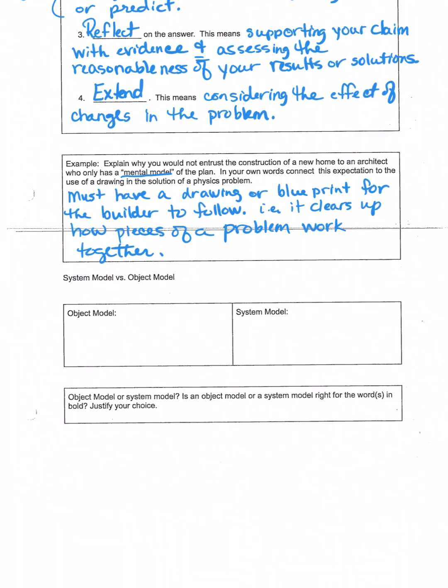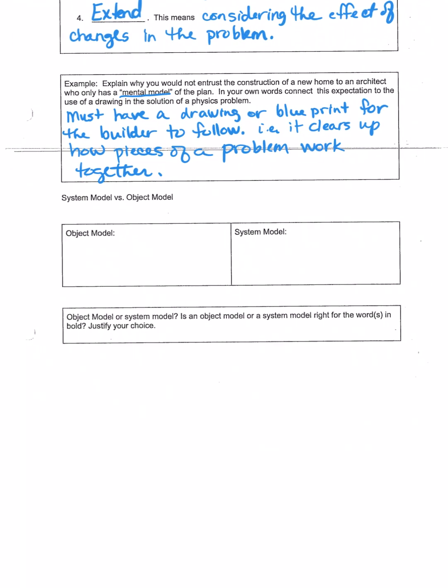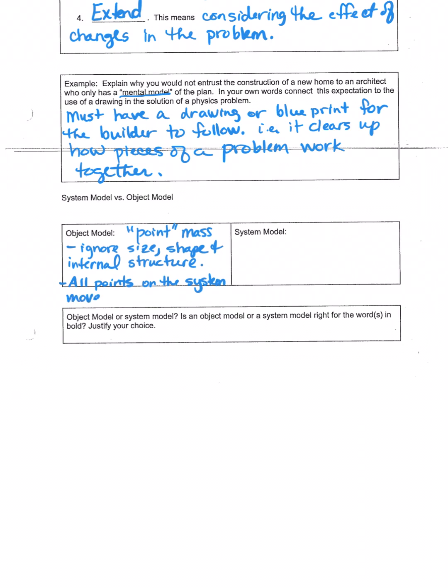So now we have the system model versus an object model, and you're going to hear me talk about this. Most of the time in physics, we deal with object models. In other words, we treat it like a point mass. Well, when can we do this? This is when we ignore its size, its shape, okay, and internal structure. Okay? In other words, all points on the system move together in the same way.